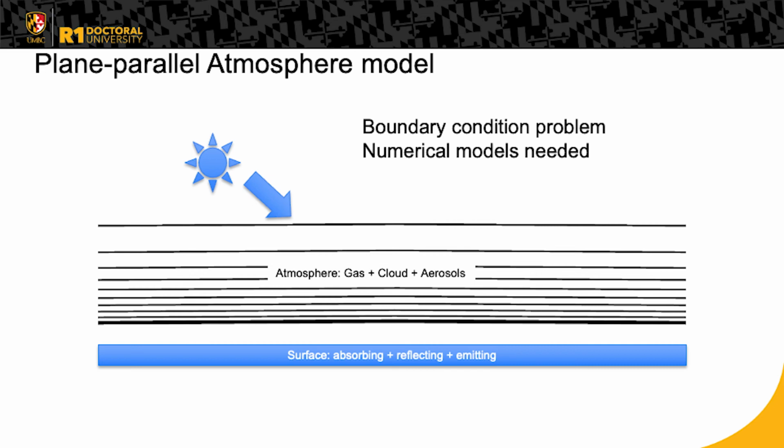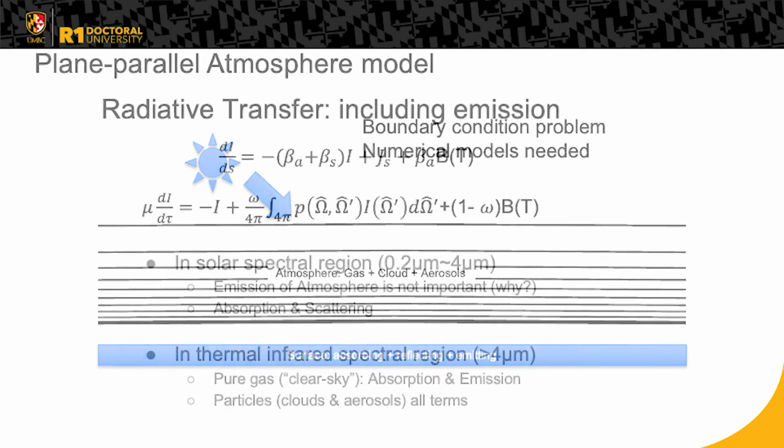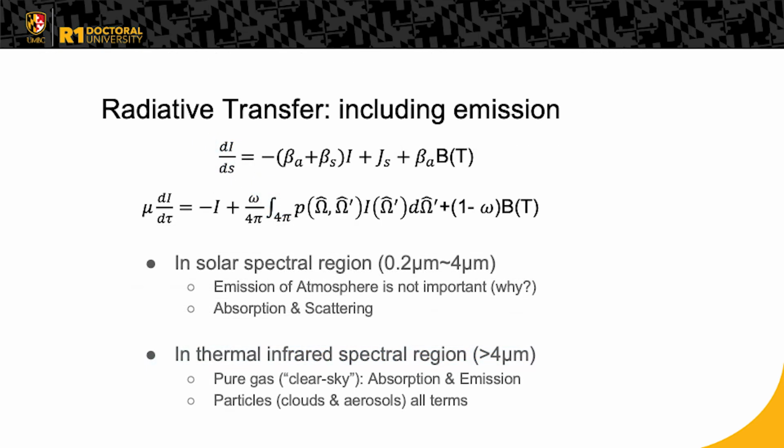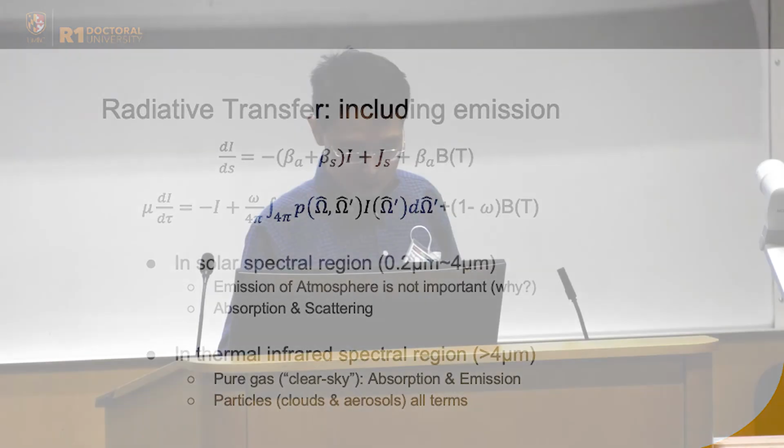Again, I fast forward on this different category. I cover some of that. So in the solar spectrum region, it's mostly less than 4 micron, and the emission of the atmosphere is not important purely because of the temperature of the atmosphere. And we have to deal with absorption and scattering. In the thermal infrared region, it's longer than 4 micron, then you just need to take care of the Earth's thermal emission.